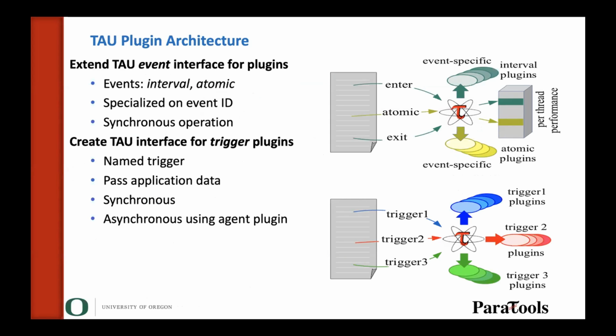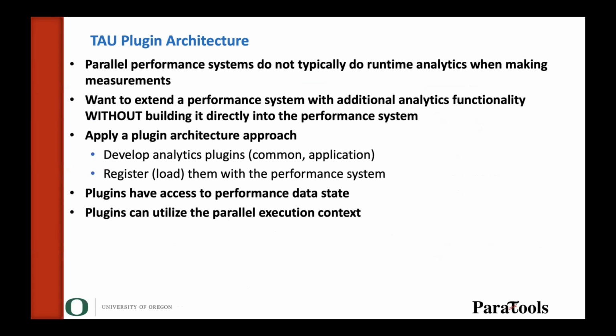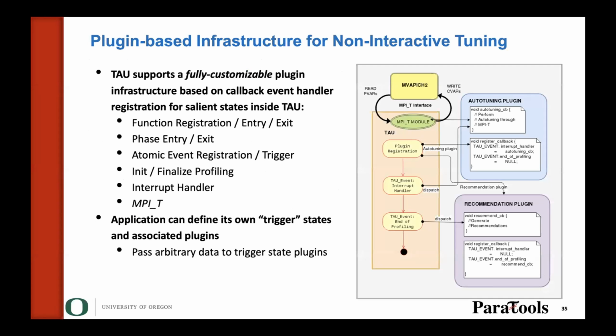They can then be used for doing performance analysis, and they can observe the different events that take place through TAU. So both event and trigger plugins are synchronous, and they are called directly from within the application. And with this plugin architecture, we can observe what's happening in the application without actually modifying the performance evaluation system. And a user can create a different plugin and observe what happens in terms of events that pass through. It looks a bit like this.